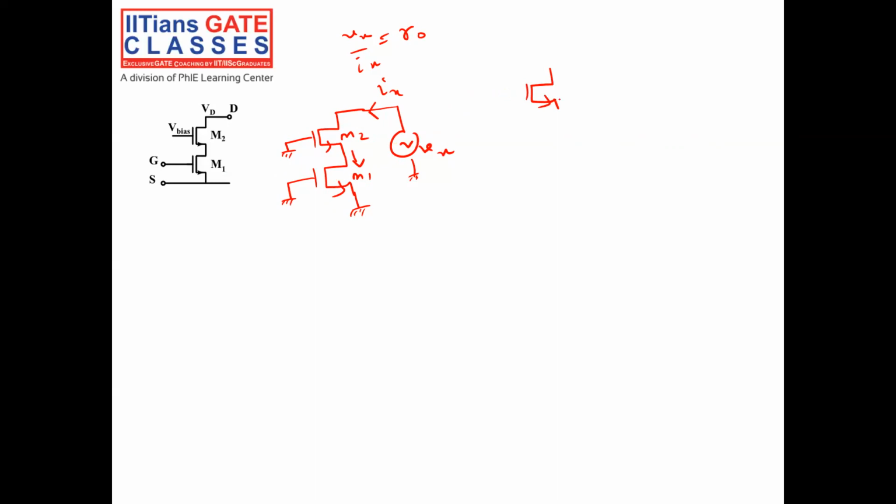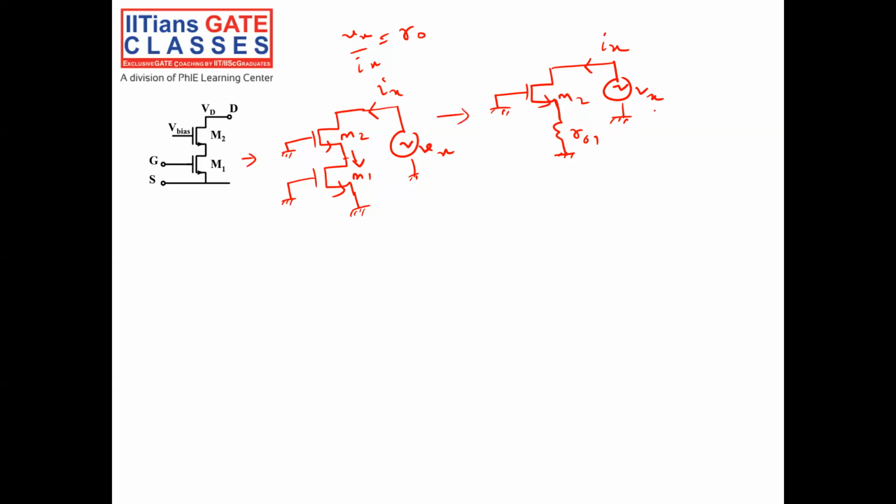Okay, this is M2. I am looking at the drain of M1, so I can replace it by a resistance R01, right? Here this is grounded, and I am applying a voltage Vx. I am interested to calculate a current Ix. So Vx by Ix will give me my output resistance.